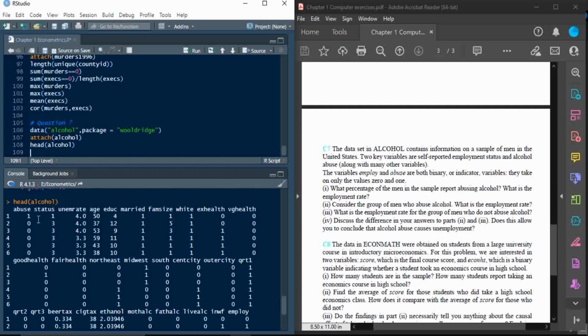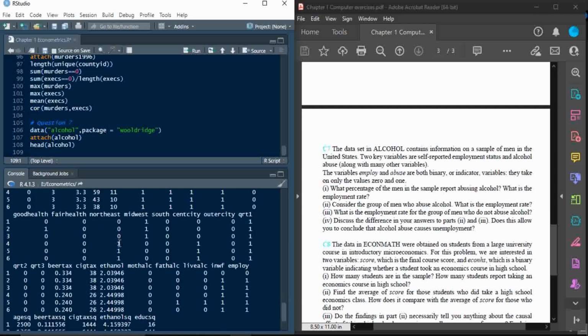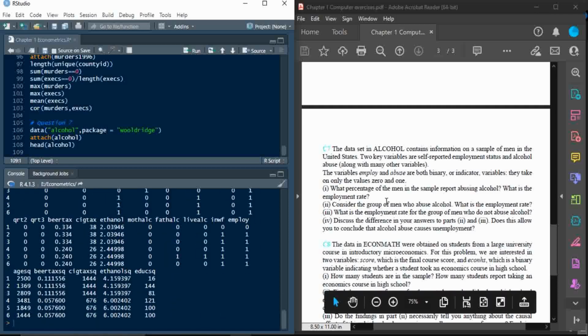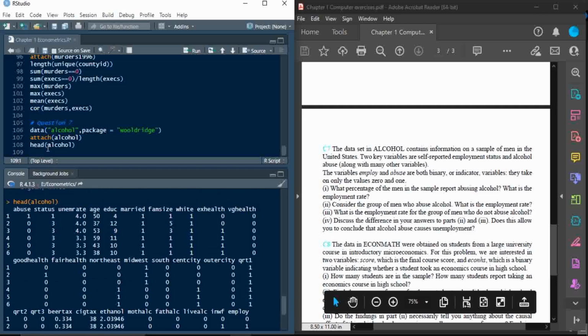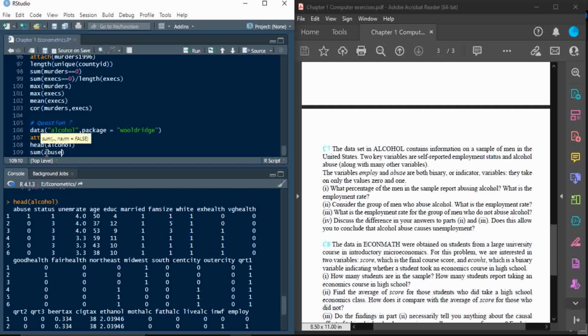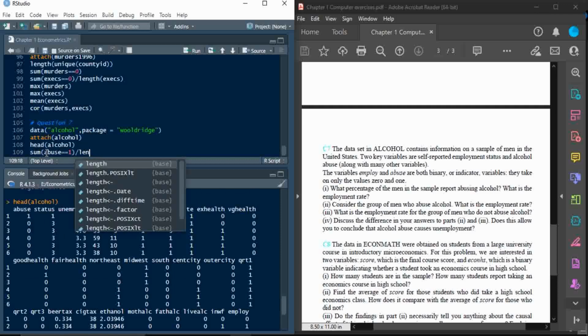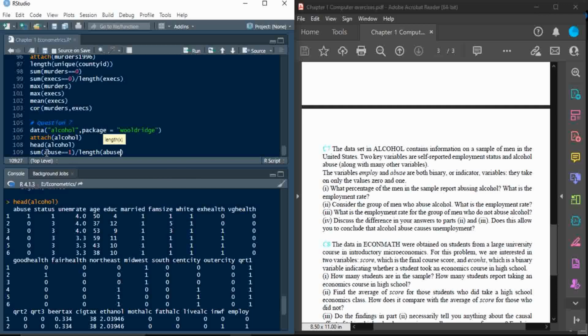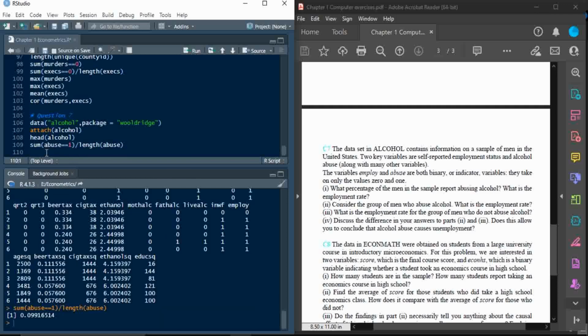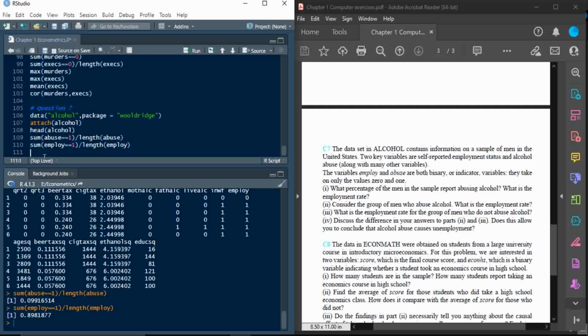So the alcohol variable is given by the name of abuse, and it is here. Okay. So we have to calculate the percentage, divided by its length. So 9% of the men abuse alcohol. And what is the employment rate? For the employment rate, we can use the same function. 89.81% of the men are employed in this data set.